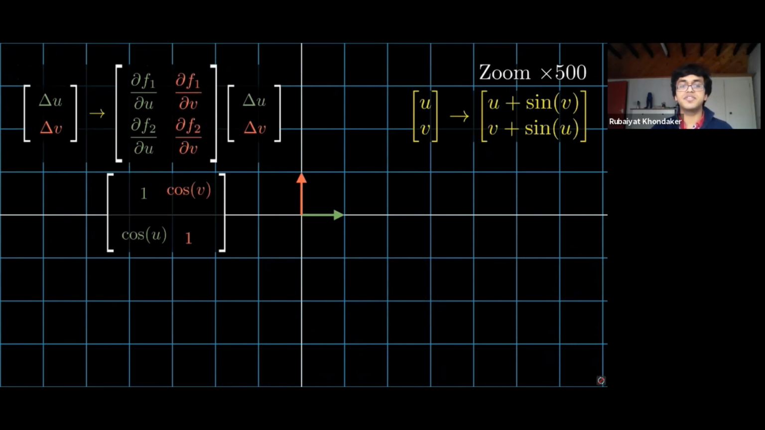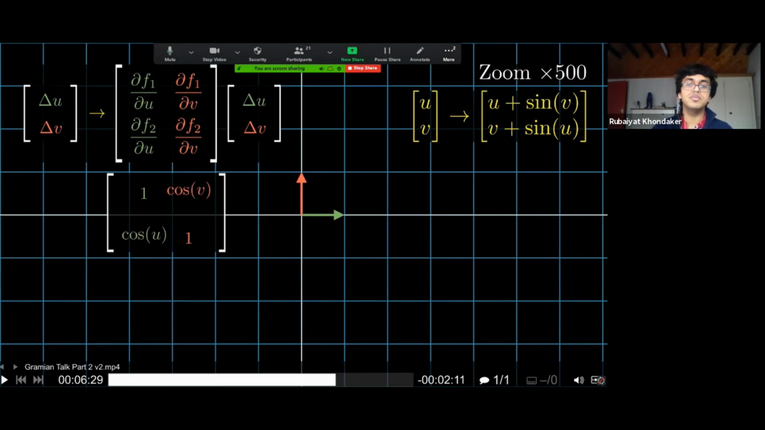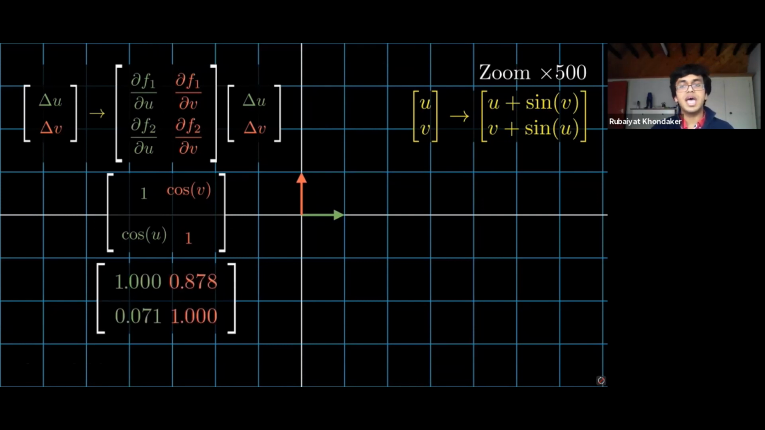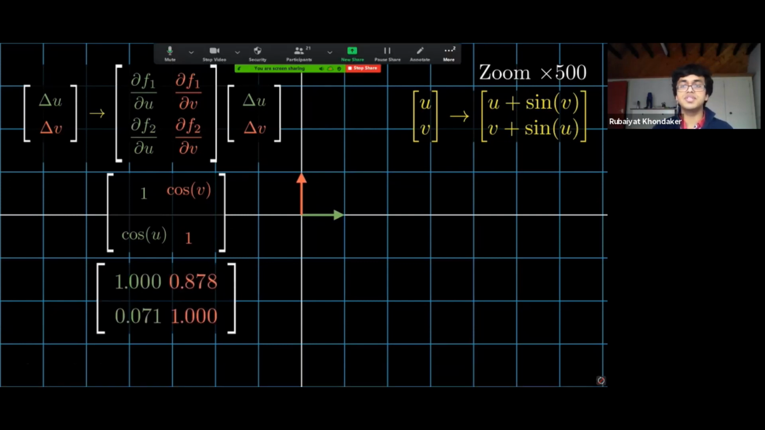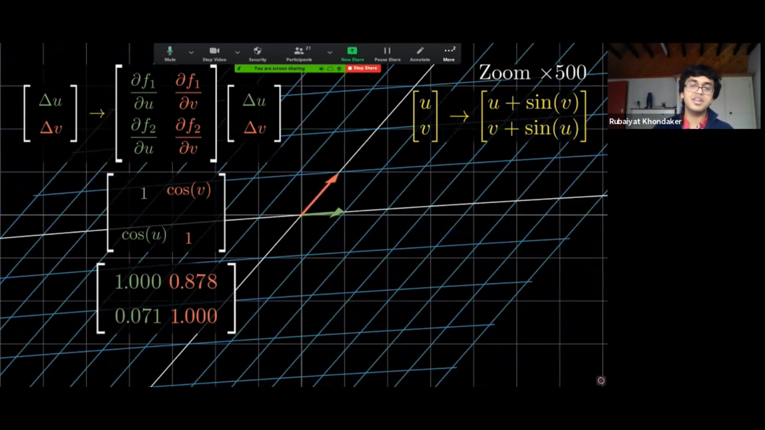So if you compute the Jacobian for that, it has components 1, cosine V, cosine U, and 1. If you remember, we were zoomed in near 1.5 and negative 0.5. If you actually plug in those values, you get this matrix. And if we apply the transformation at the zoom level times 500, well, that's pretty accurate, right?